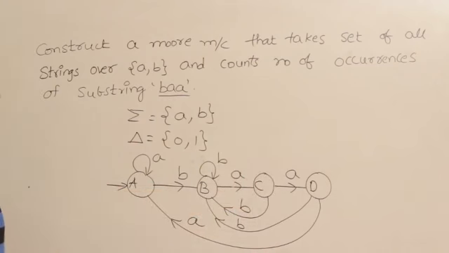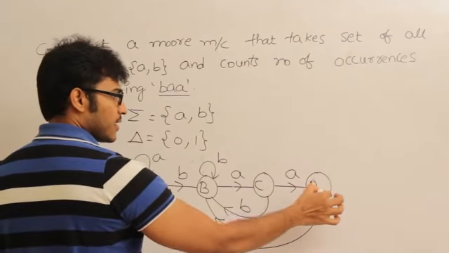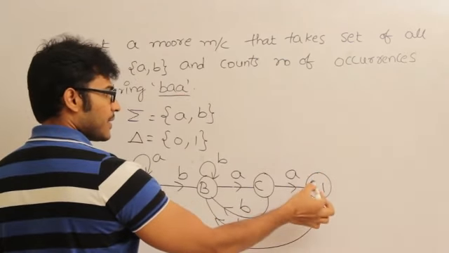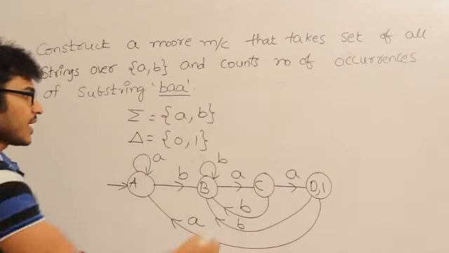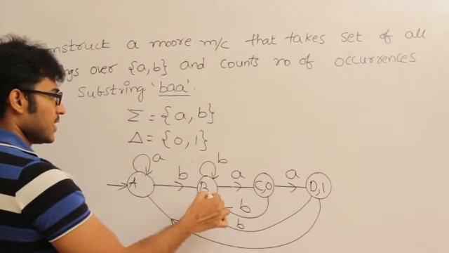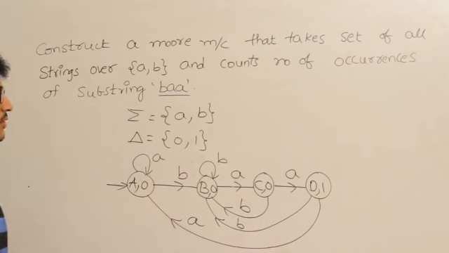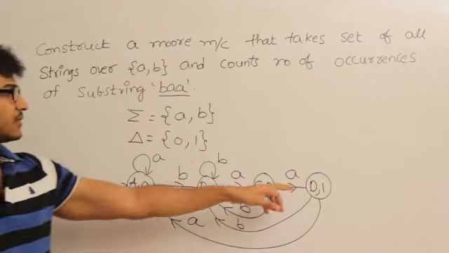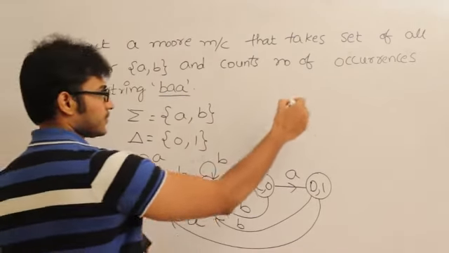Now they wanted to count all the occurrences of BAA. So whenever a BAA occurs, I am going to print 1. So I am going to associate an output of 1 with state D and an output of 0 with states A, B and C. So A, B and C are just simply going to output 0 and D is going to output 1. So let us take an example and work it out.